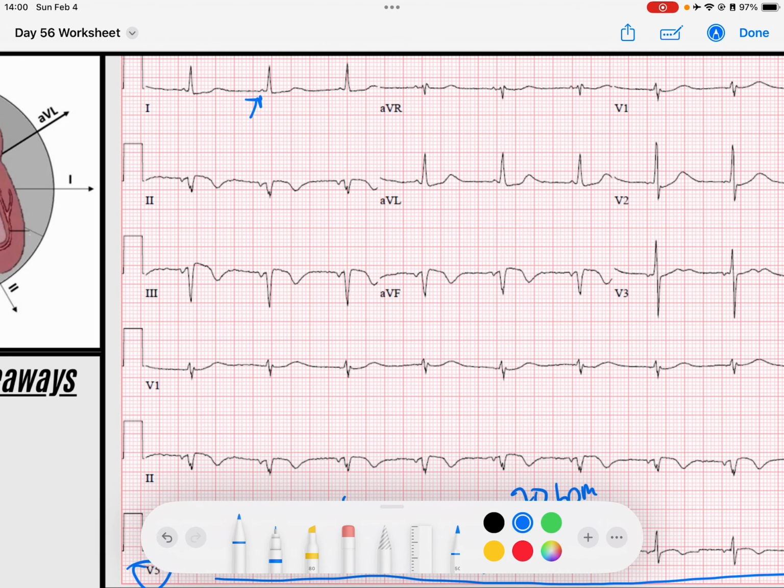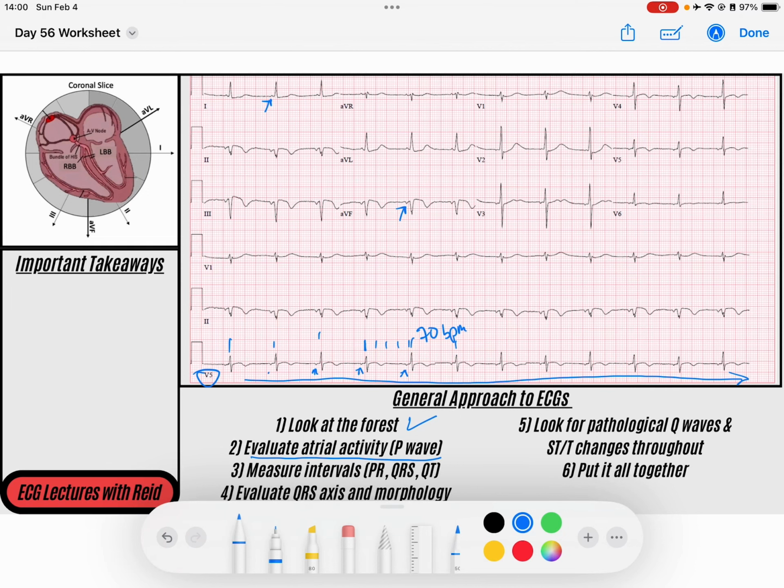I notice that there are P waves before every QRS, and I also notice that I've got a P wave that is upright in lead 1, but if you notice, it is down in AVF. So that means that my P wave axis is going to the left, and it's going up. So it's going up and to the left, which is not common for a sinus P wave. So I would call this an ectopic P wave. I would not say this is sinus rhythm. I would say this is an ectopic atrial rhythm, right?